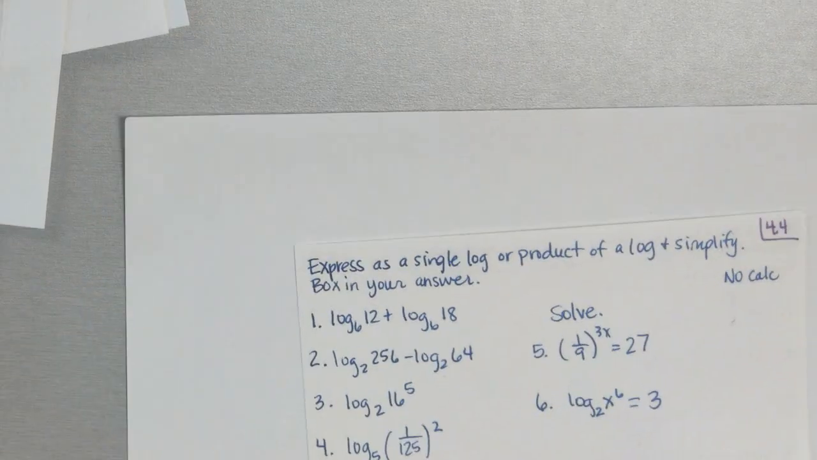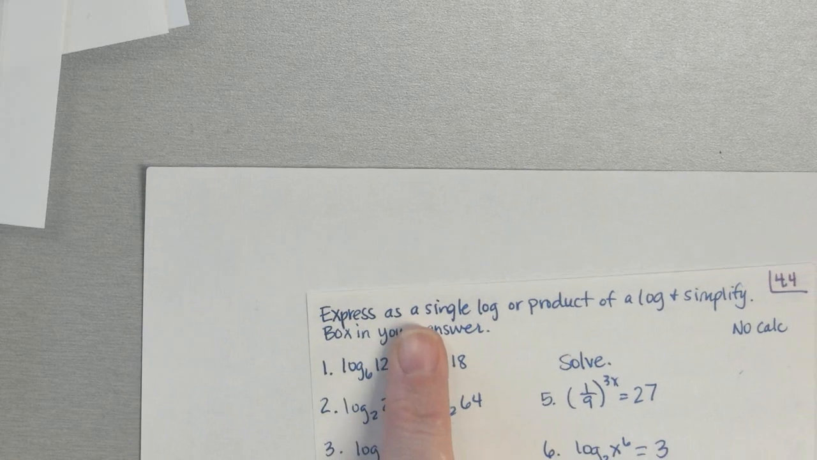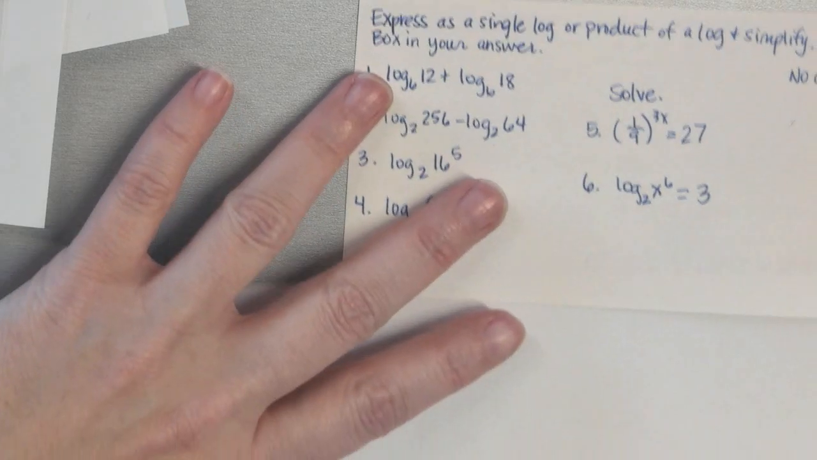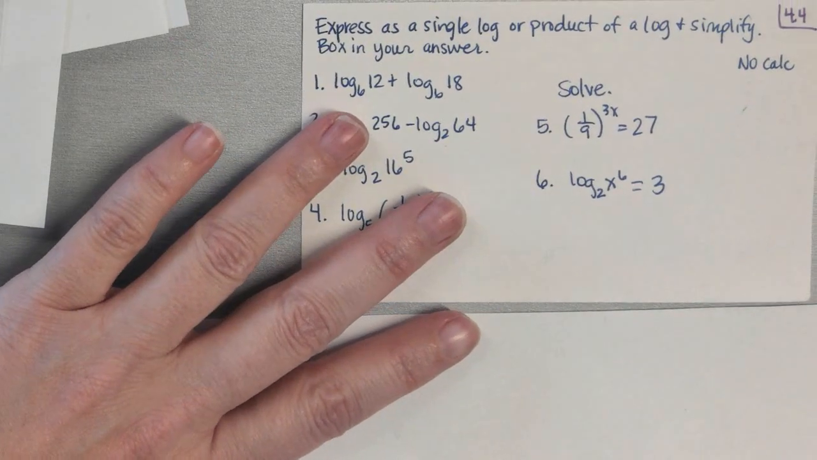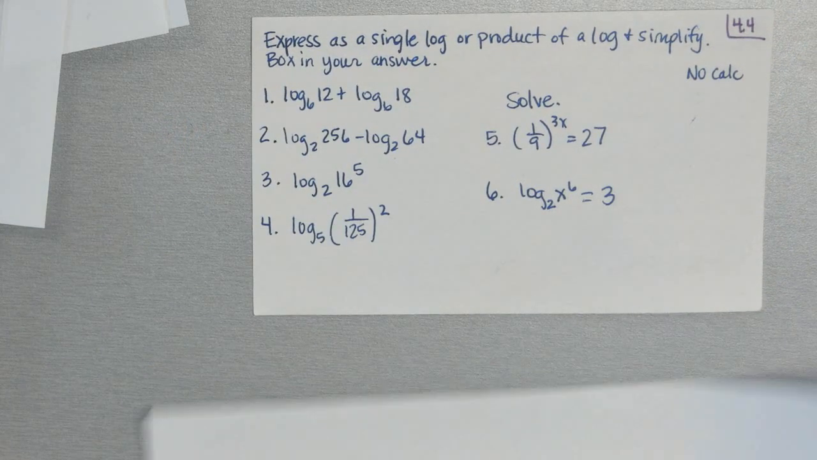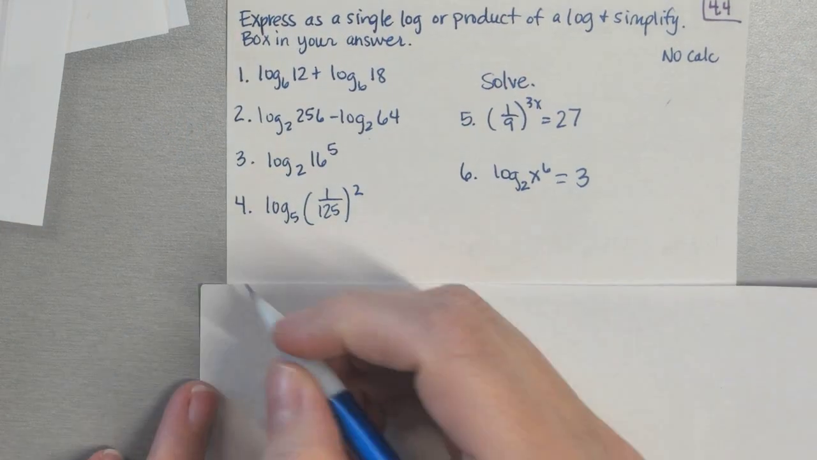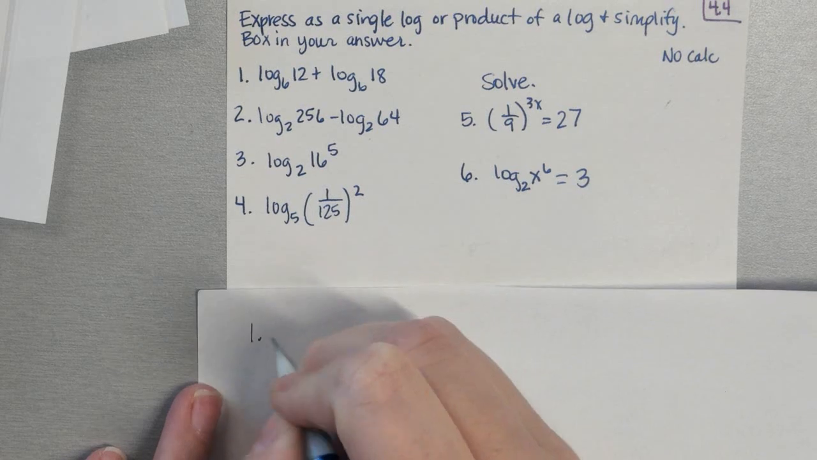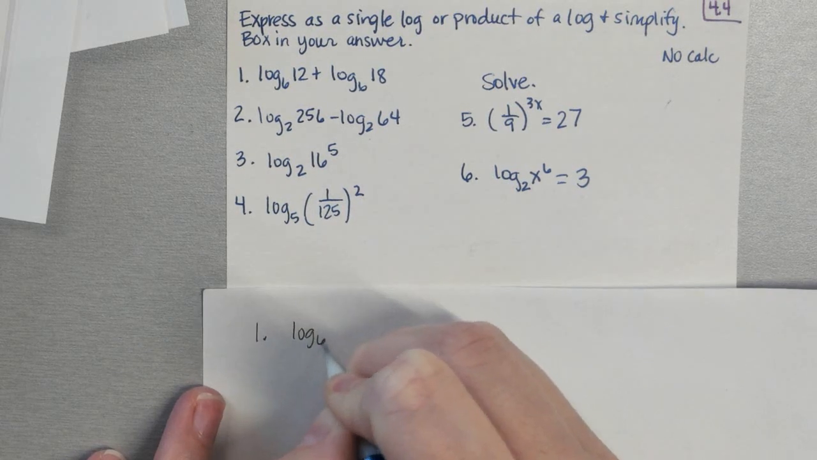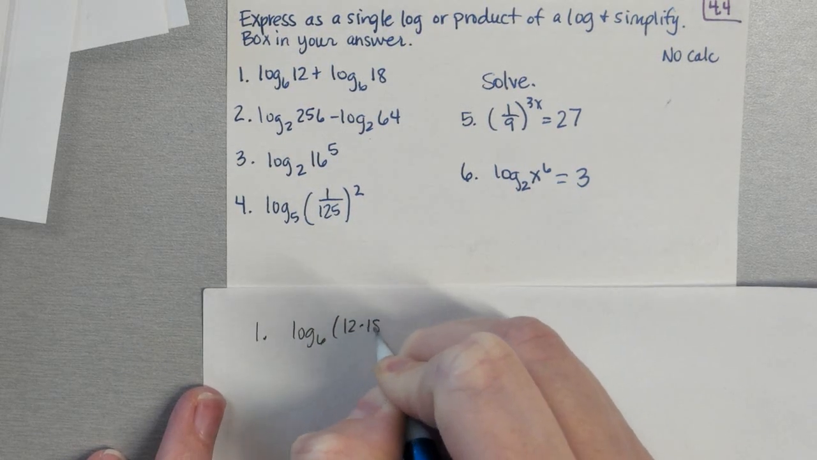Going to be a lot of rewriting with the same base. Notice that for this, it said to express as a single log, which means you have to have a single log or a product in your final answer, okay? So for number 1, you're going to have to multiply 12 times 18.